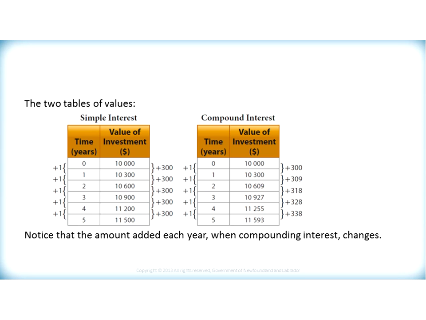And in year 5, we're adding 3% to the amount in our account after 4 years, which is $11,255. And 3% of $11,255 is $338, which leaves us with $11,593 in our account after 5 years. So using compound interest, over 5 years, our investment has grown from $10,000 to $11,593. So notice that the amount added each year when compounding interest does change.